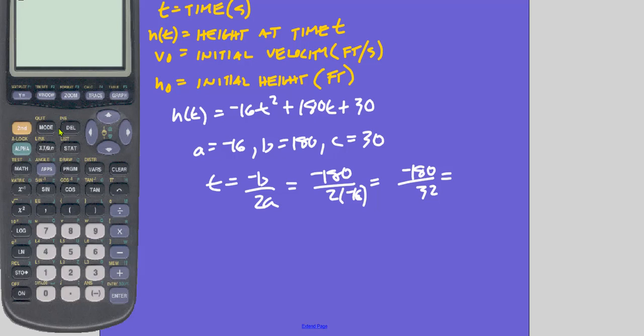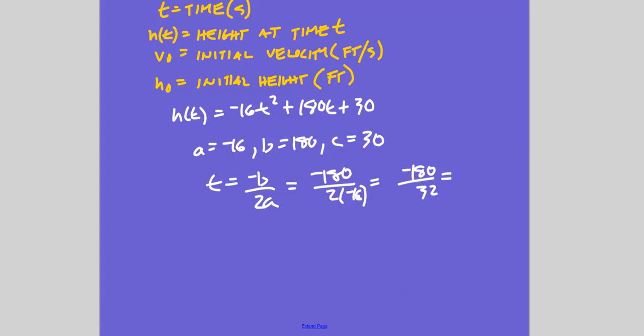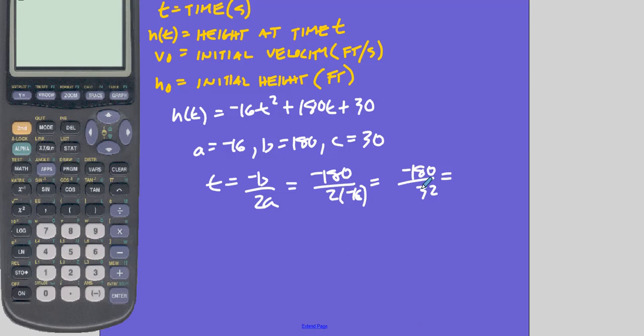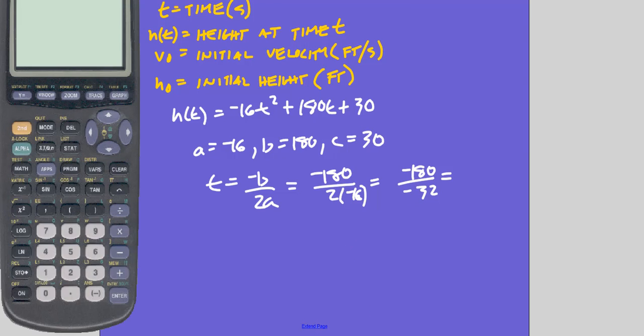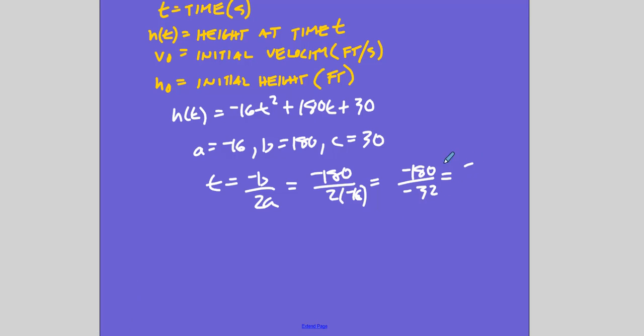And I'm going to go negative, and this should be negative 32 down here, 2 times negative 16. So that should be negative 32. Let's get that drawn there. Here we go. All right, so that's a negative divided by negative. Don't even need to put the negative signs in here. 180 divided by 32 gives me 5.625 seconds.